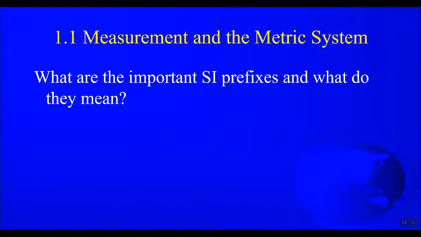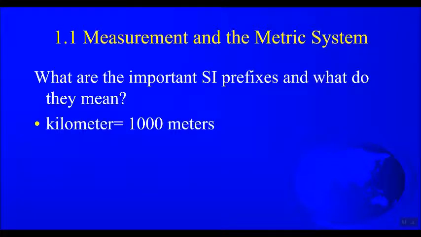What are the important SI prefixes and what do they mean? Well, kilo means 1,000 of whatever it's measuring. So if it's measuring meters, that means you have 1,000 meters, we can say 1 kilometer. So why do we use that? Well, can you imagine trying to report the distance between the Earth and the sun in meters? It would be many millions of meters. So what we do is we scale it up to kilometers, and there we're only dealing with thousands of kilometers.